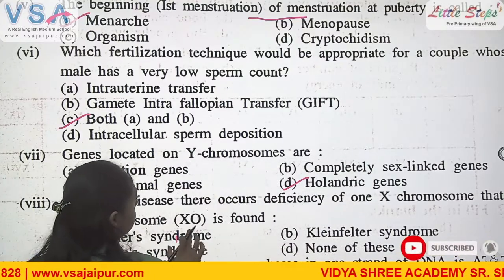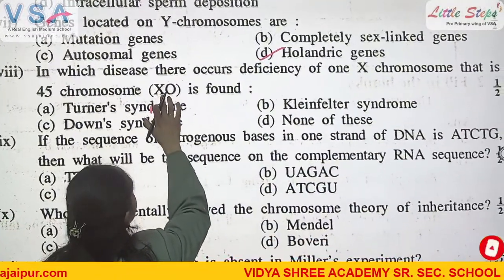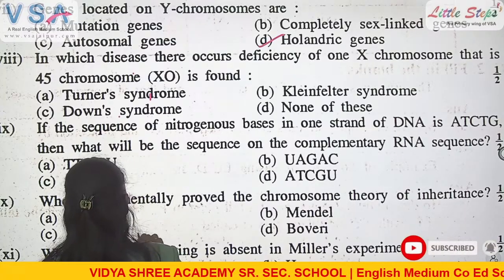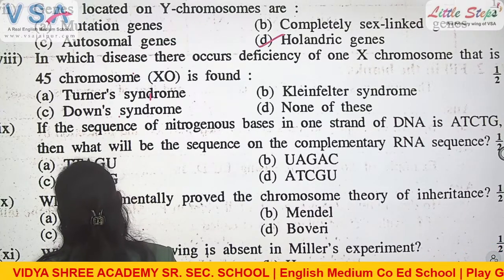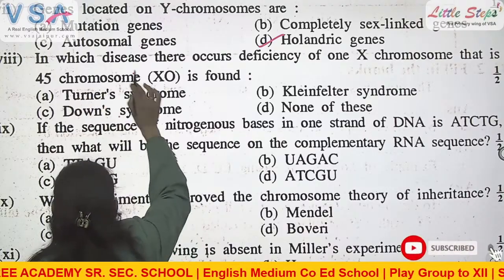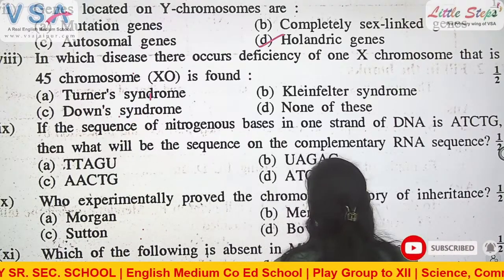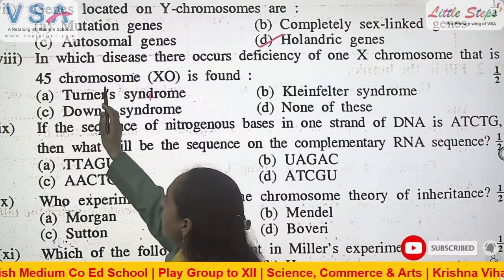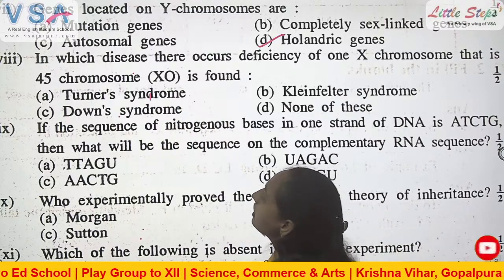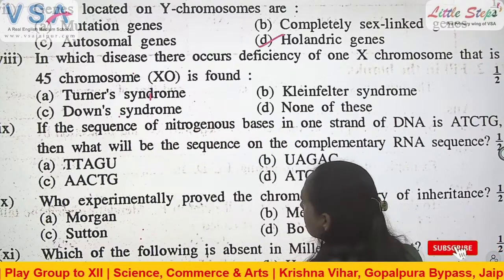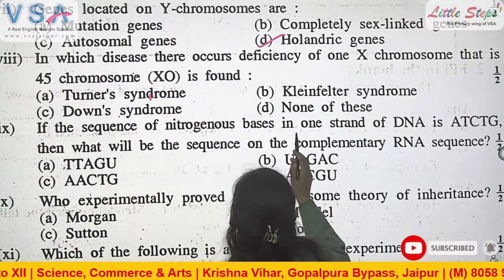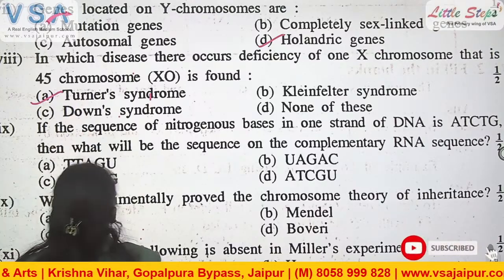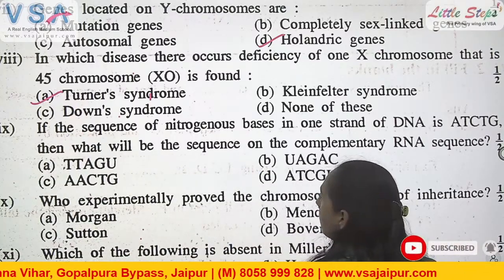Now the next question is question number 8. In which disease there occurs deficiency of one X chromosome, that is 45 chromosomes XO is found? Turner syndrome, Klinefelter syndrome, Down syndrome or none of these. So what is the right answer? Option A, Turner syndrome. This is the right answer.